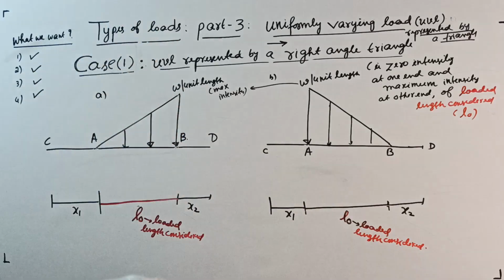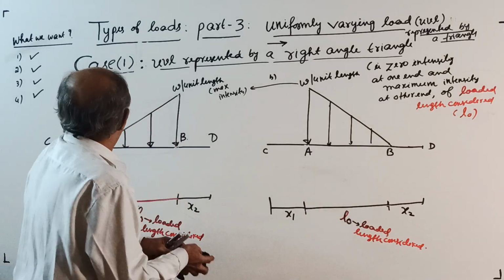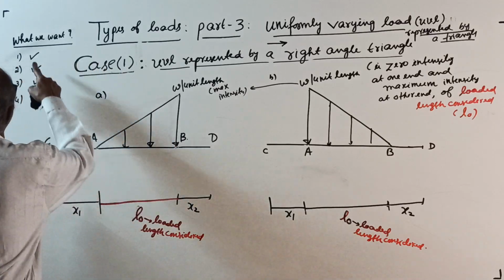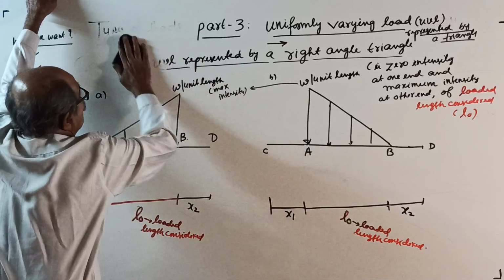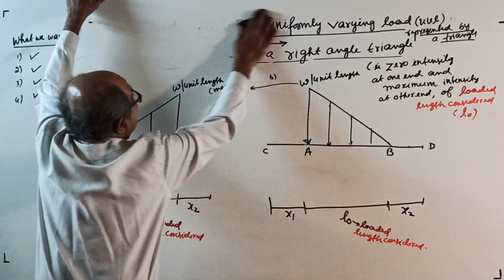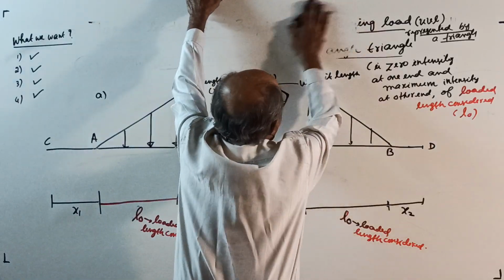Now I will write one by one. First one, magnitude. I will remove this now, none of them is required now. I want space, I want space now for all these.